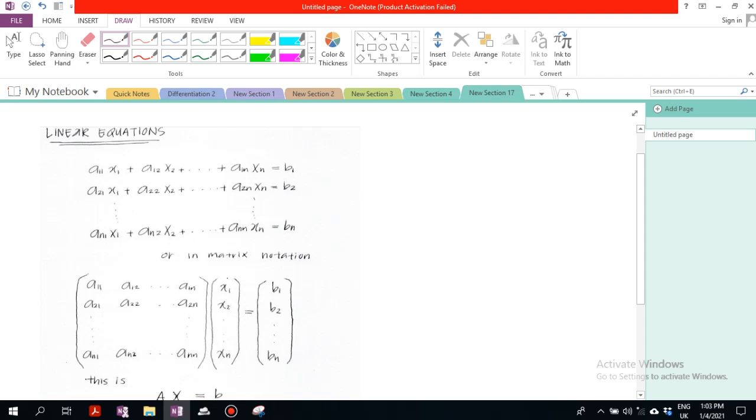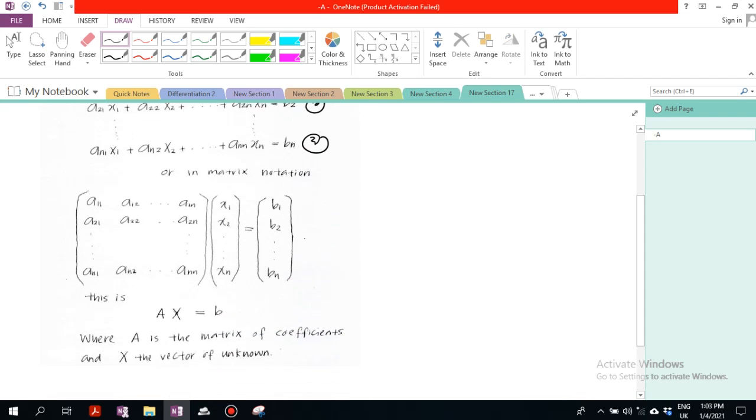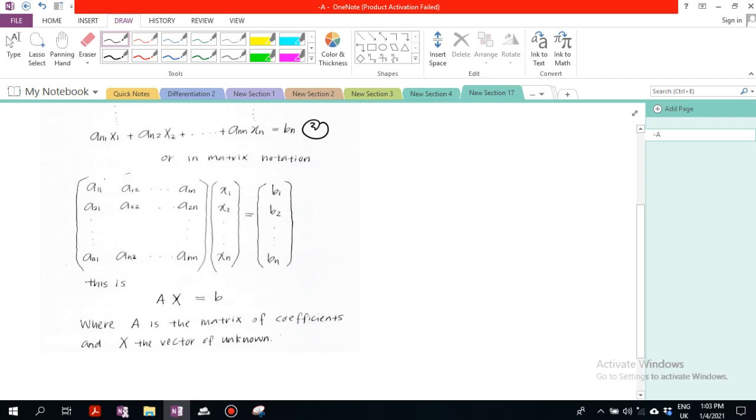For example, you have a system of three equations, the first being a11 times x1 plus a12 times x2 plus a13 times x3, and so on. So you get the first equation, then the second equation, and the third equation. These three equations can be written in terms of a matrix: the coefficients are on the left side as a matrix, then your unknowns in a column, equal to your right hand side.